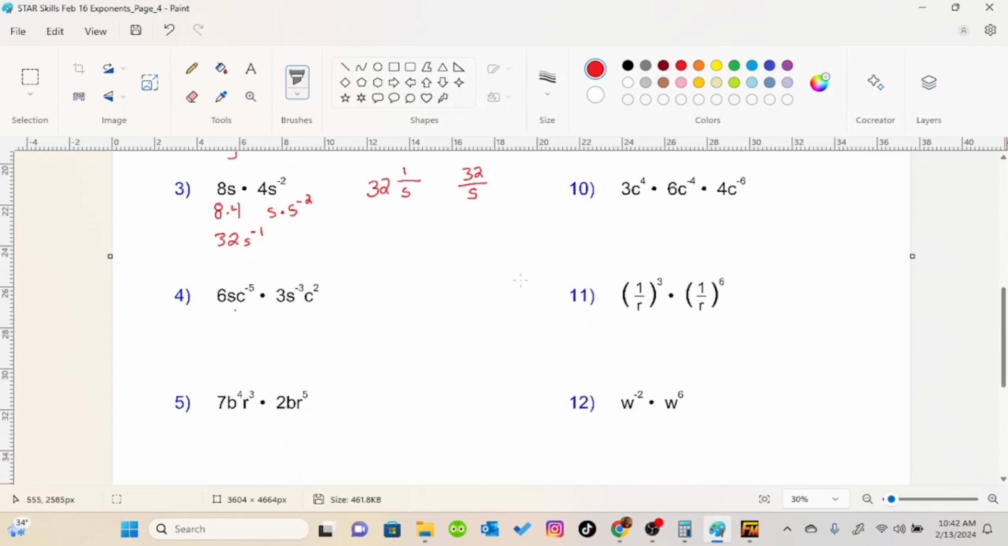Number 4. The number part gives us 6 times 3, which equals 18. Then we have s times s to the negative 3. 1 minus 3 is negative 2. So we have s to the negative 2. And then we have c to the negative 5 times c squared. Negative 5 plus 2 equals negative 3.